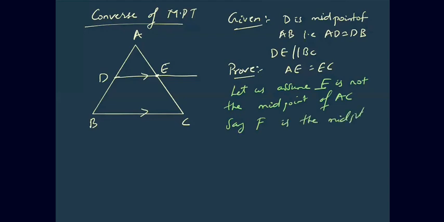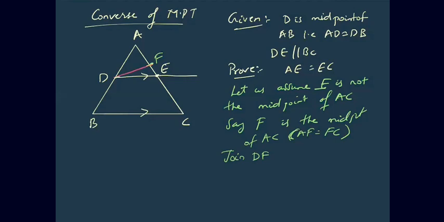Since E is not the midpoint of AC, we can say that there is a point F which is the midpoint of AC. So let us say this is F, the midpoint of AC, that is AF is equal to FC. Fine. Now let us join DF. So we have joined DF.